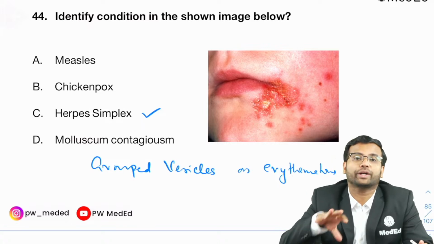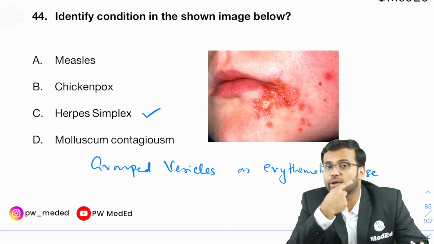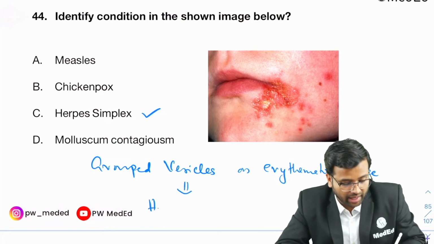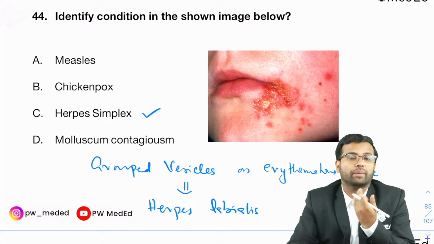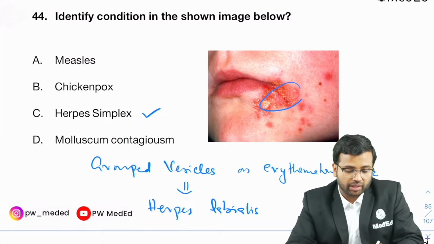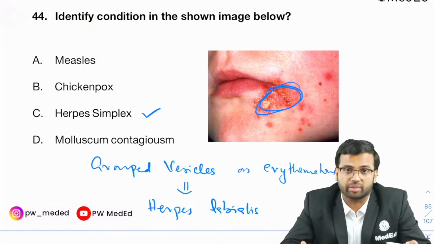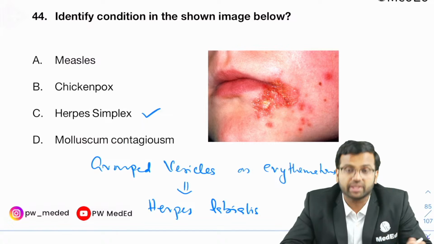And according to the site of these lesions, you can name it differently as well. So when it is going to affect around the lips, you call it herpes labialis. Herpes labialis. So this lower lip and the lateral part of this lip, this area is one of the most common sites of herpes labialis.